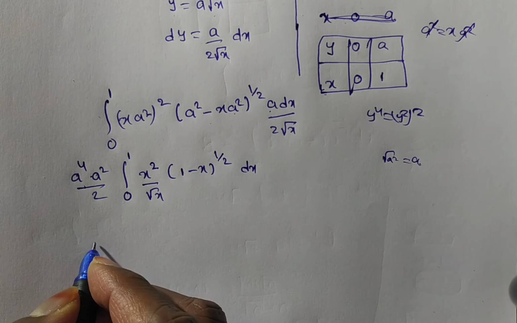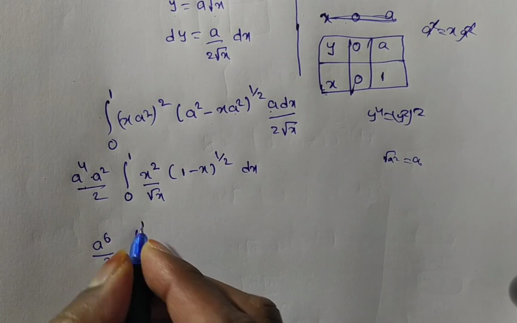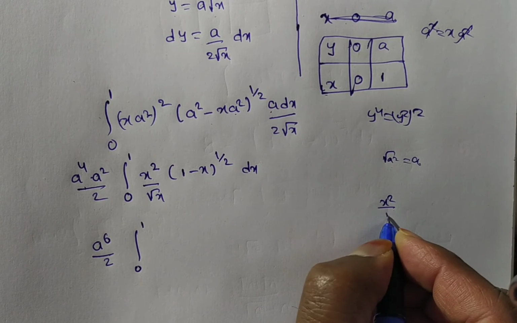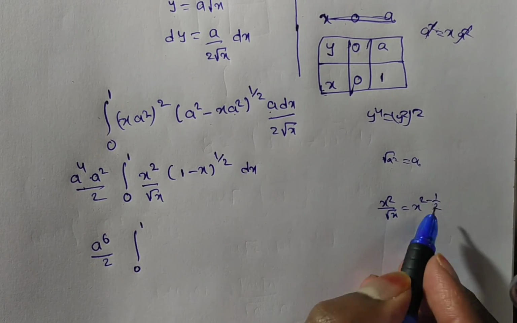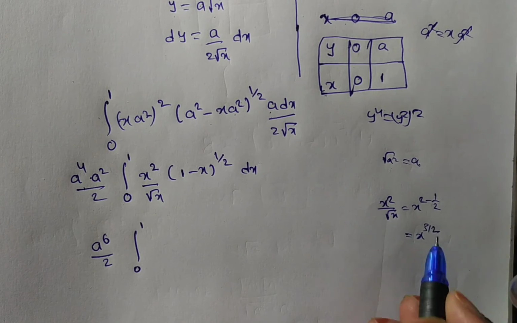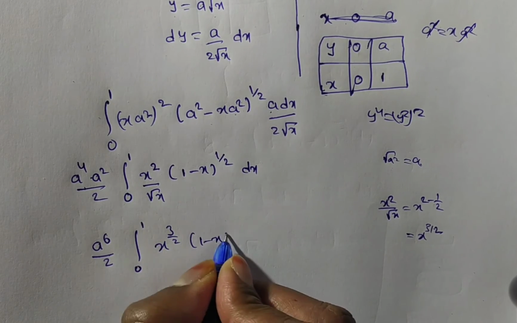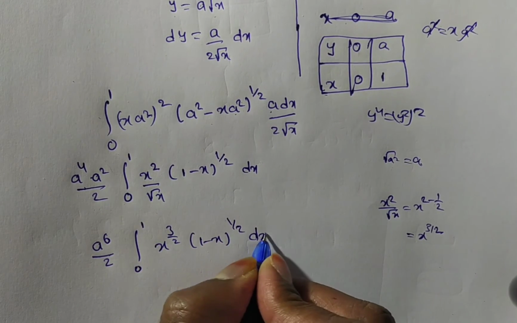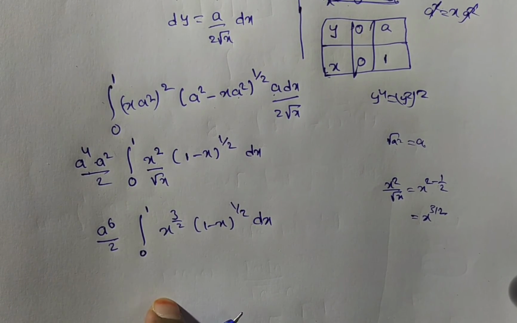Now here you see this is a to the power of 6 by 2, integral 0 to 1. Friends, what is x square by root x? This is x to the power of 2 minus 1 by 2 only. So 2 minus 1 by 2 is nothing but x power 4 minus 1, that means 3 by 2. So x to the power of 3 by 2 into 1 minus x whole to the power of 1 by 2 into dx. Now you observe, friends, this is in the form of beta of m comma n or not.